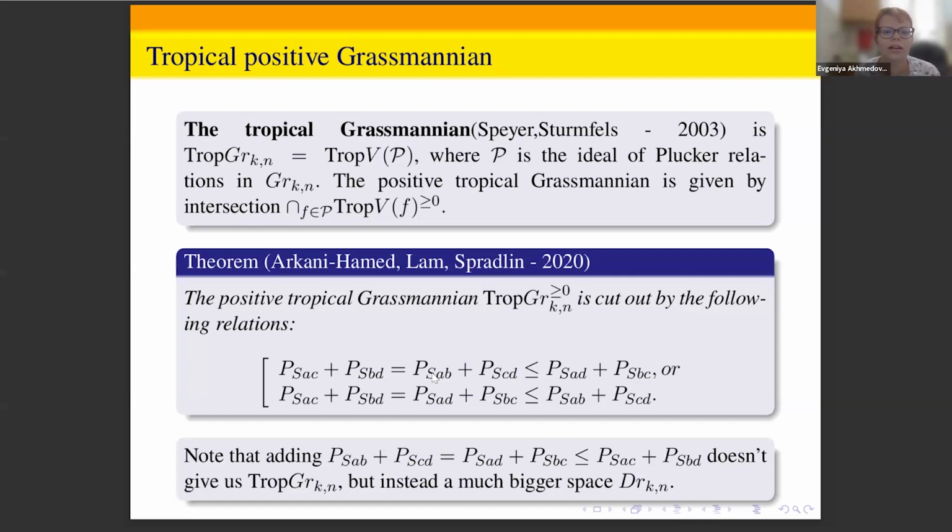So a great thing about the tropical positive Grassmannian is that it is cut out by a relatively simple set of tropical polynomials, and this is a wonderful thing. We don't see it in the regular positive Grassmannian, and we also don't see it in the tropical Grassmannian itself, because those relations. Oh, sorry.